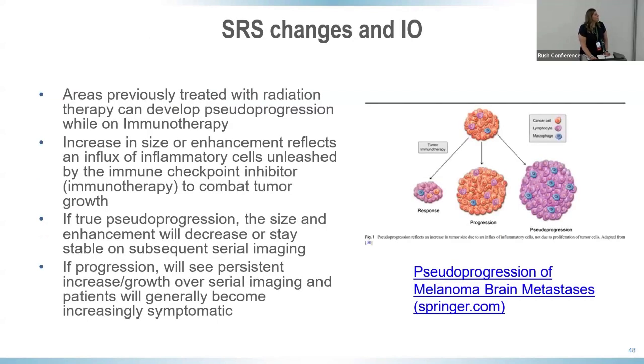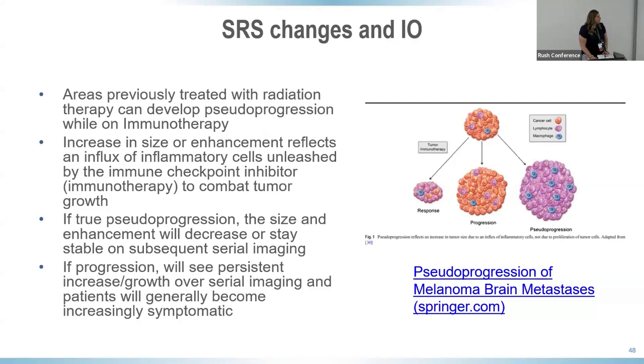So how do we do with SRS and immunotherapy? Well, areas previously treated with this type of radiation can develop what's called pseudoprogression while they're on immunotherapy. The reason for this is we see an increase in the size of the enhancement, which reflects the inflammatory cells unleashed by the immunotherapy to go after the cancer.